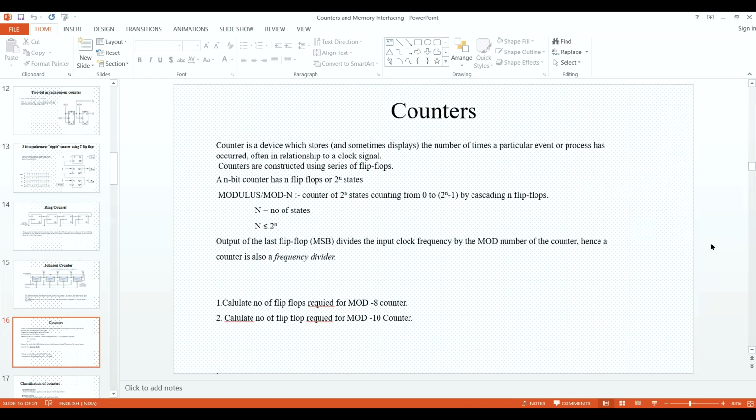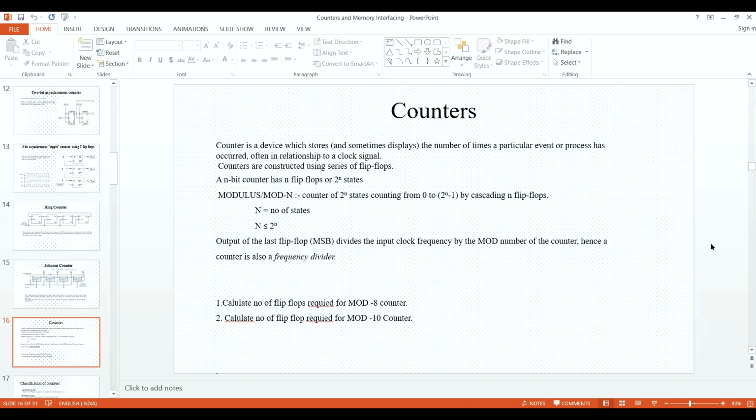Right? So we normally don't recommend that. Okay, so an n-bit counter has 2^n states that we already discussed, and 2^n states is basically the modulus. If I say modulus-n counter, it has 2^n states, varying from 0 to 2^n minus 1.